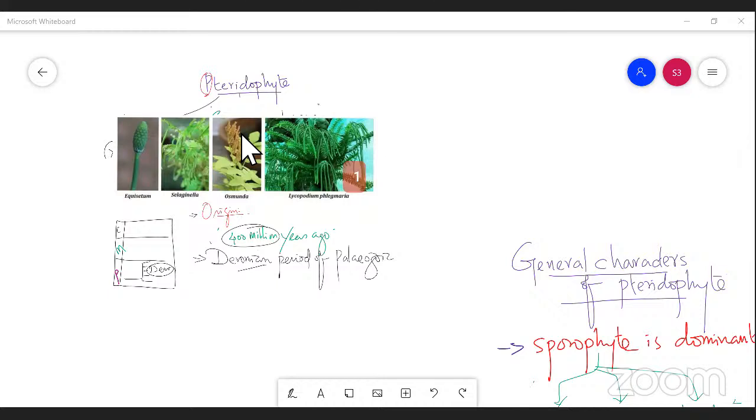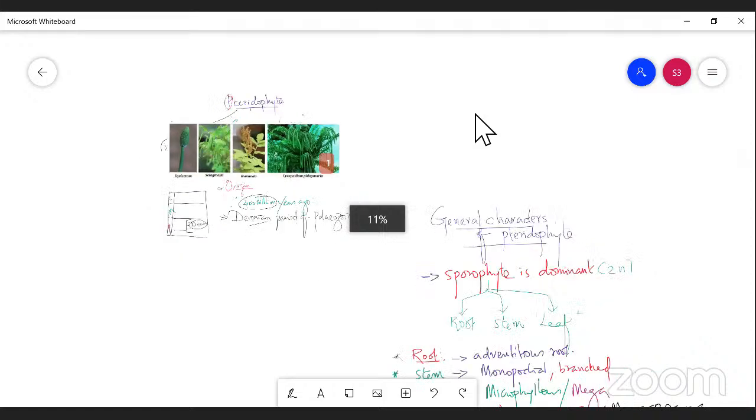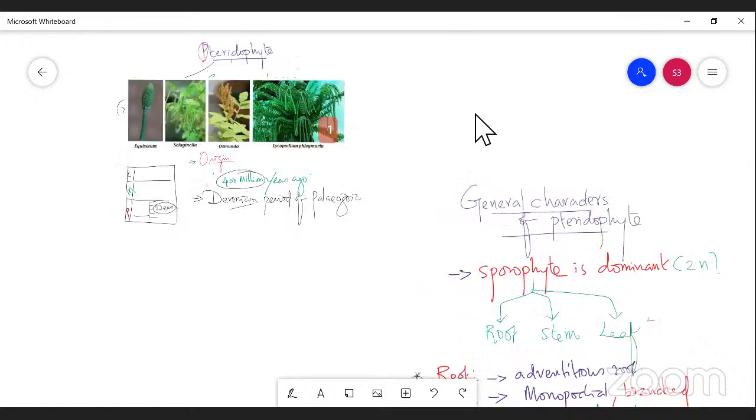Dear students, did you understand today? Yes, sir. Understood, sir. You mentioned the period in the Paleozoic era in which pteridophytes originated. 400 million years ago. The Devonian period of the Paleozoic era.